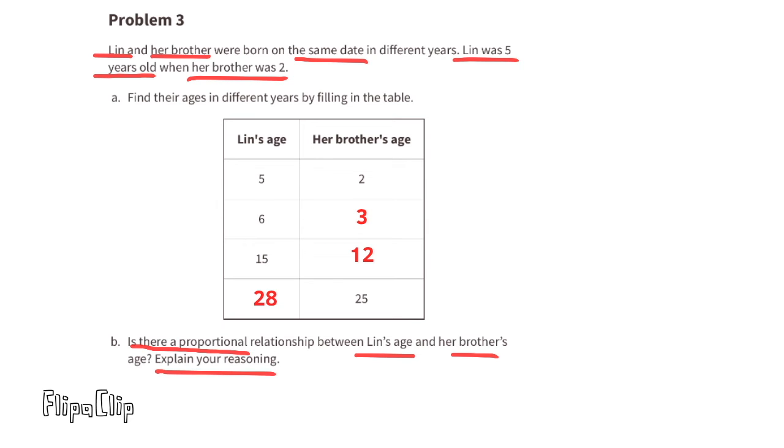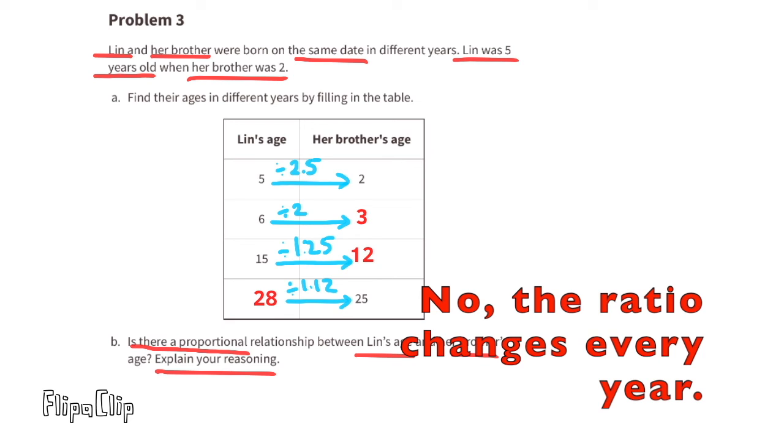B. Is there a proportional relationship between Lynn's age and her brother's age? Explain your reasoning. No, there is no proportional relationship between Lynn's age and her brother's age because every year they both get 1 year older and the ratio changes every year.